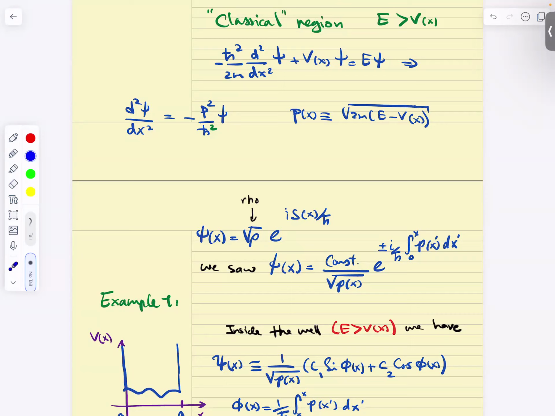This is crucial for those of you who end up doing any calculations in AMO physics. There is going to be a lot of this type of calculation.